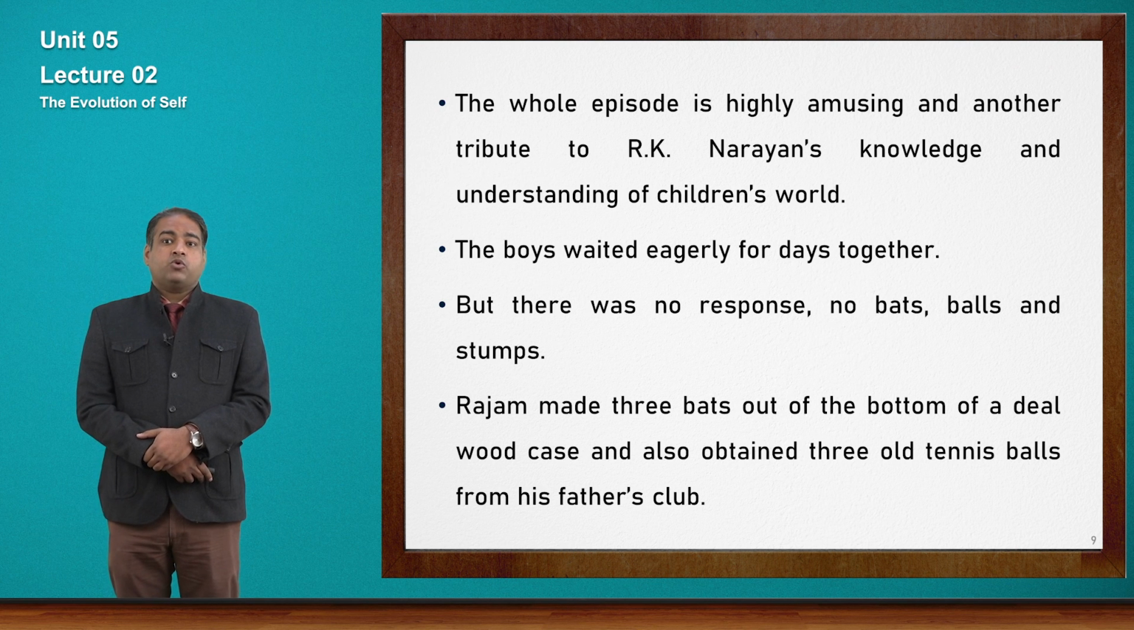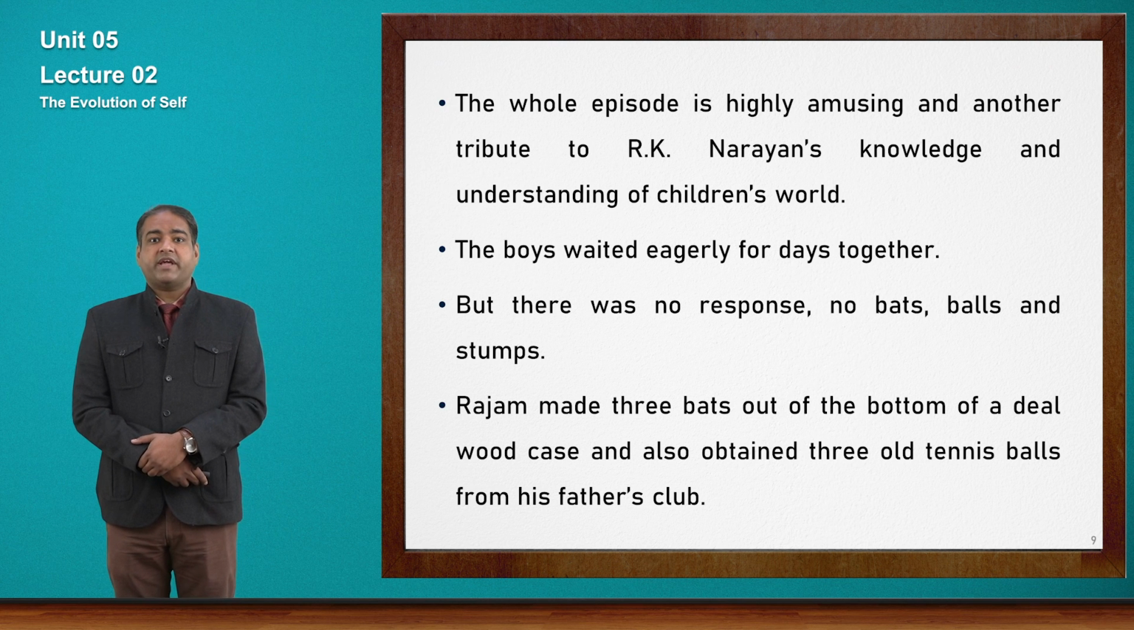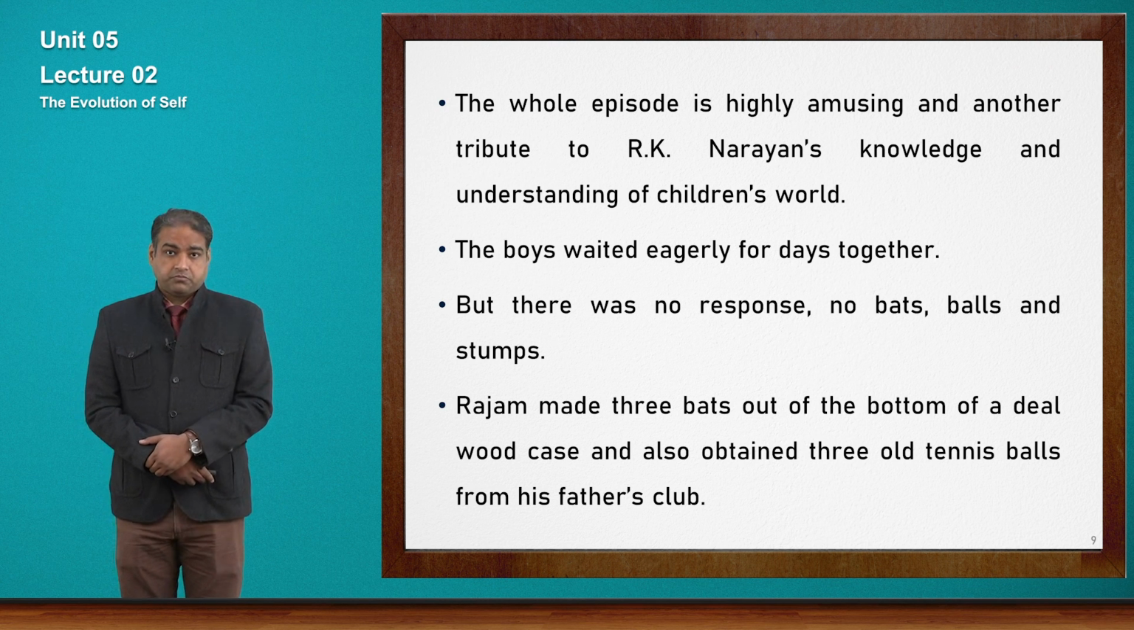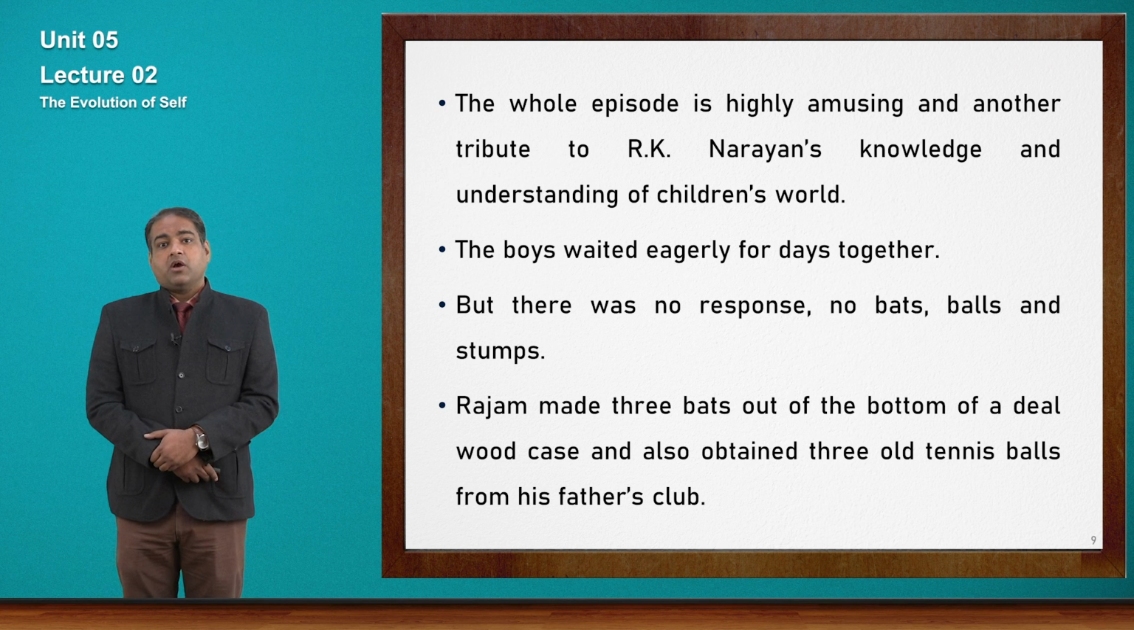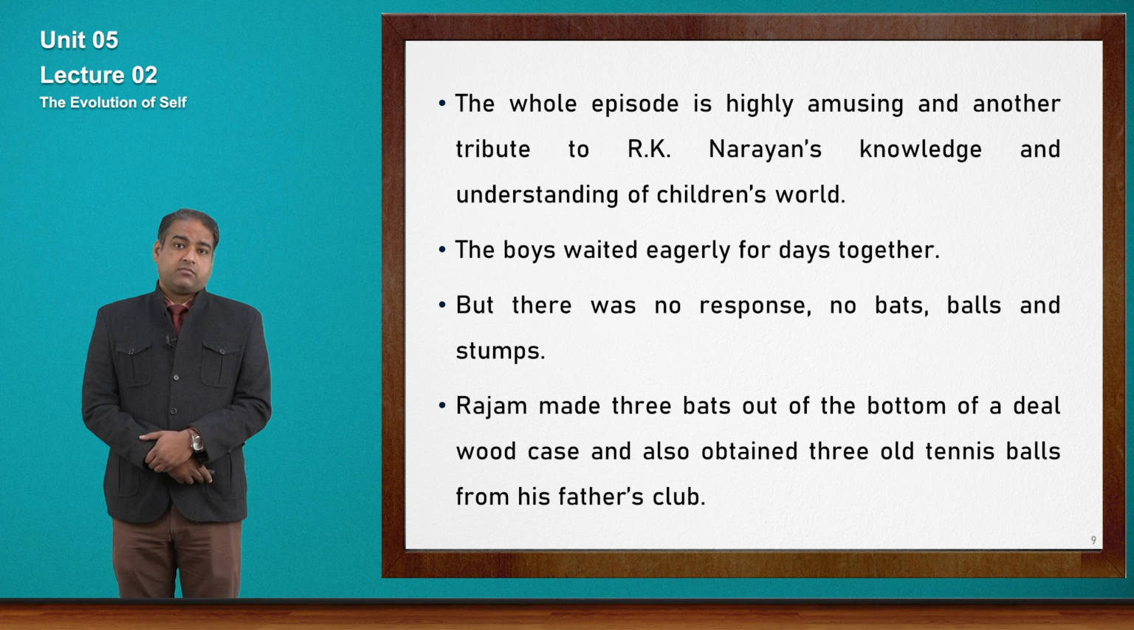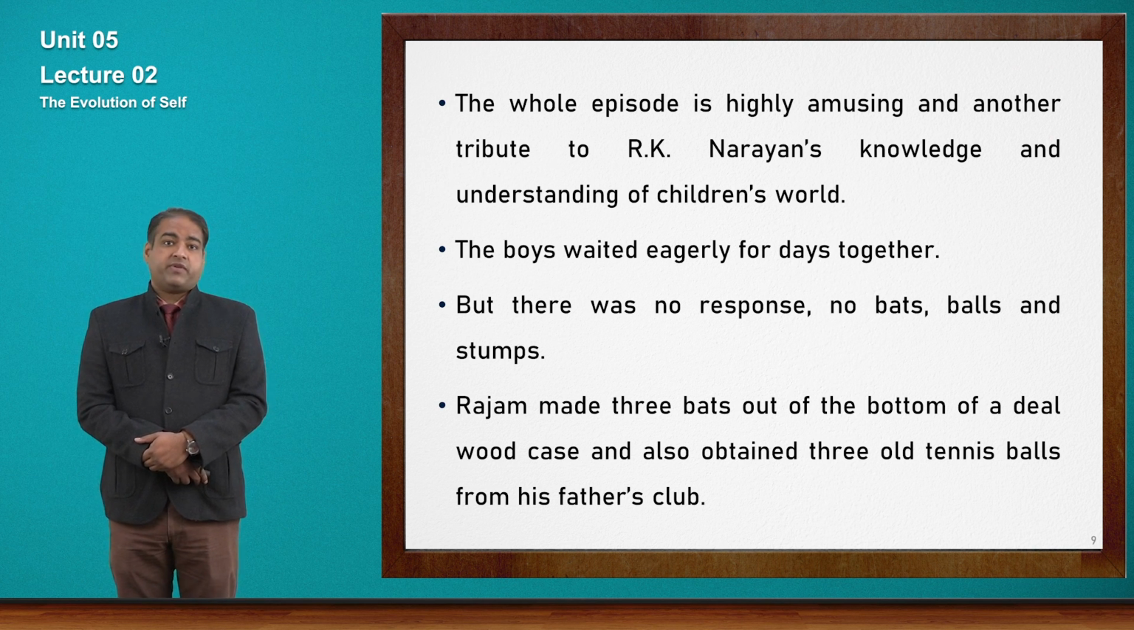"Rajam made three bats out of the bottom of a dead wood case, and also obtained three old tennis balls from his father's club." Now, friends, Rajam was a person who had facilities, a rich guy, but that was not the case with Mani or Swami. Rajam was able to manage three bats and three balls from his father's club, as his father used to play tennis. In this way, he had all the required things to play cricket, but that was not the case with his friends.